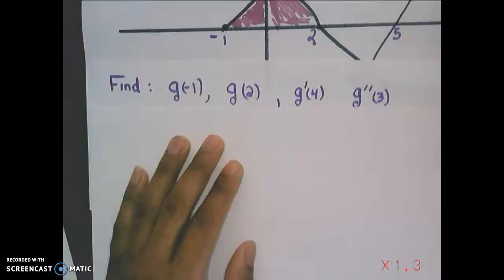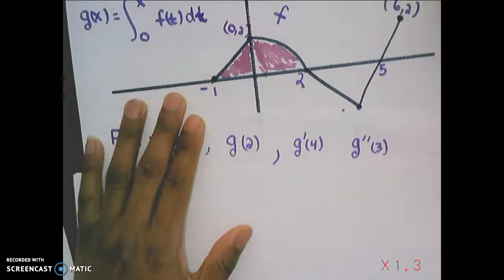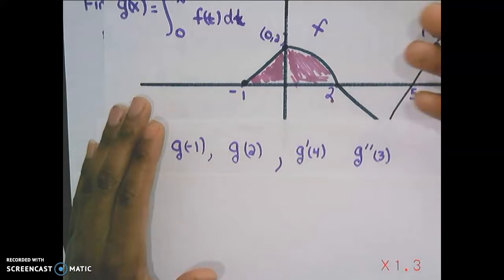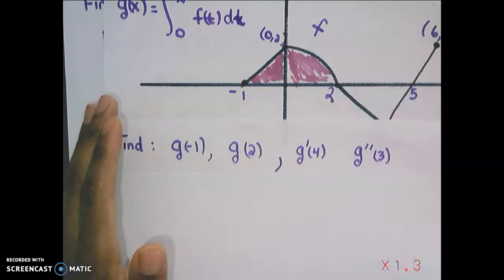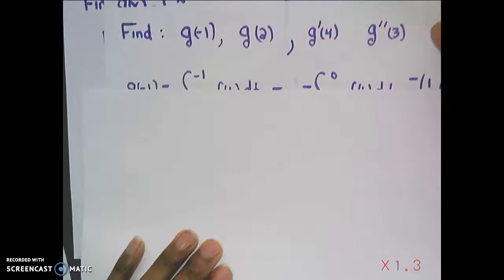Now, remember, we have to use this graph. I'm trying to get this all in on the same page. But we have to use this graph and find these particular things. So right now I'm going to remove the graph and then we'll refer back to it. So let's first find g of -1.